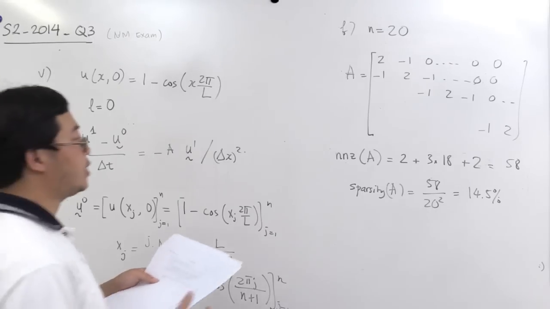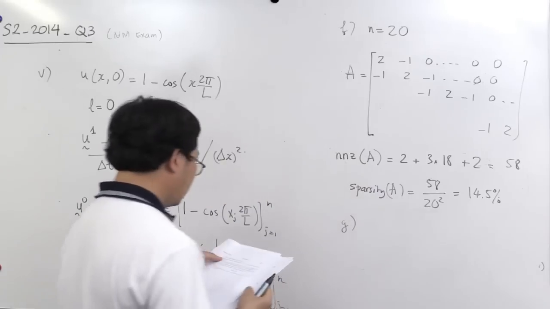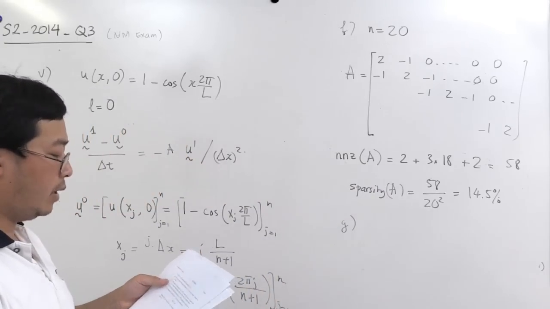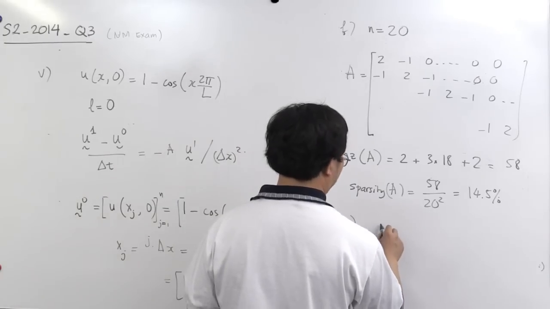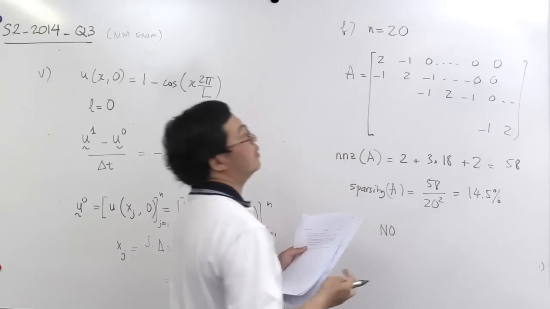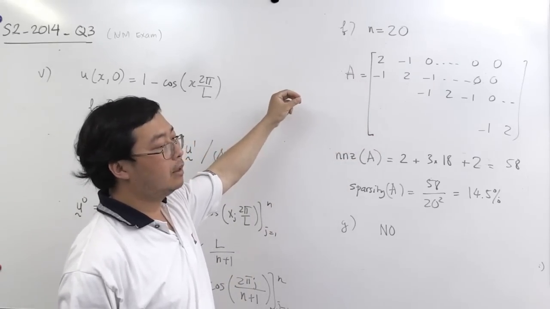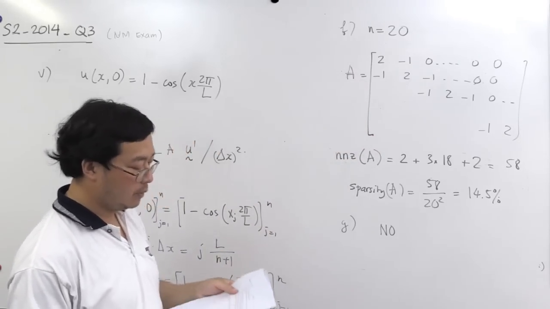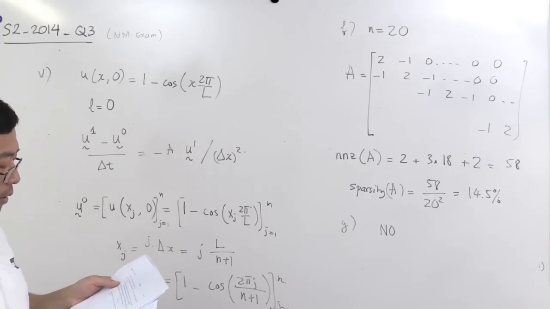So now the next question is, do you expect the inverse matrix to be very sparse? And the answer is no. So A inverse, even if you have a sparse matrix like this, when you compute A inverse, it will not be sparse. So we just say that no, it's not going to be sparse.